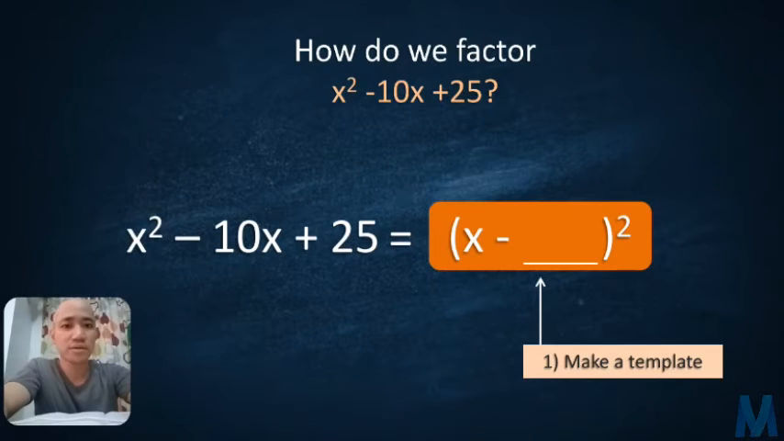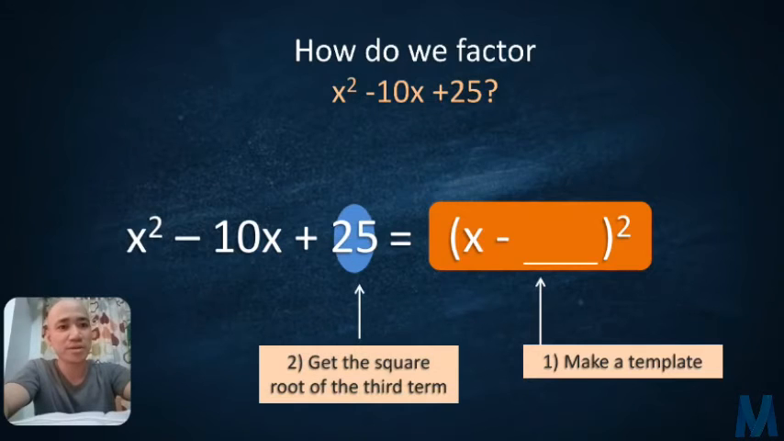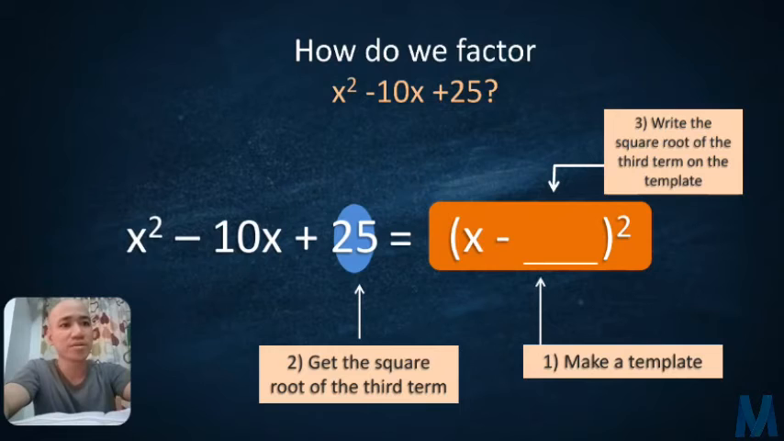Again, so kung manotice niyo sa ating template, may negative sign dira. Kay tungod nga ang second term ta sa x squared minus 10x plus 25, ang second term nga negative 10x is negative. That's why sa template naton, gimbutangan tada sang negative sign. Okay? Second step, you get the square root of the third term. Square root of 25 is, very good, so 5. So we're going to write the square root of 25 on the template. Ayan. Okay na?